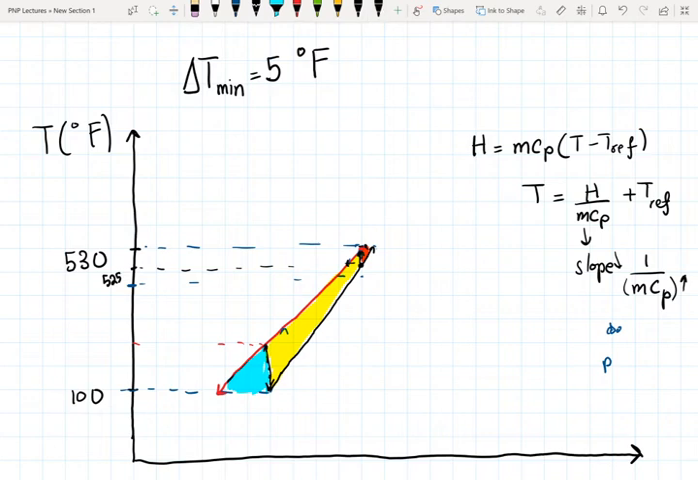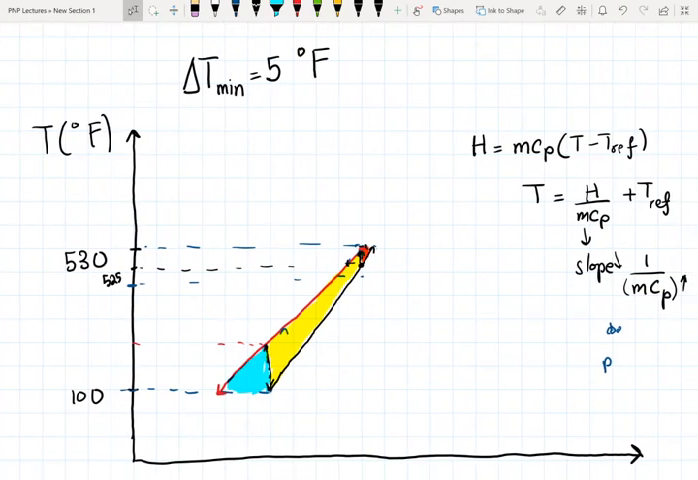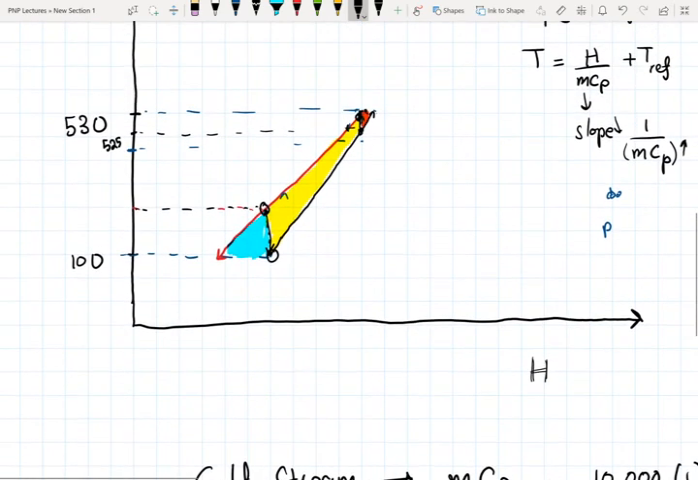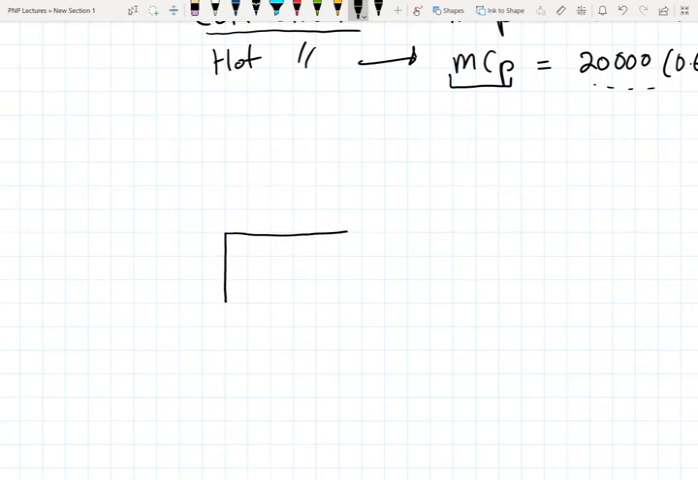Now that's what I meant when I said that choosing the right minimum approach temperature is going to be an optimization problem. So let's just continue these calculations with 5 Fahrenheit. In order to calculate the size of our heat exchanger, we know the two temperatures on the hot side, and we don't know the cold side yet. So the intermediate temperature of my hot stream, I can find that by performing a simple energy balance.